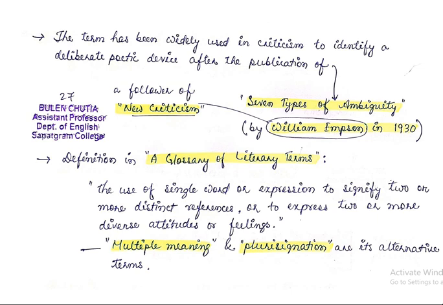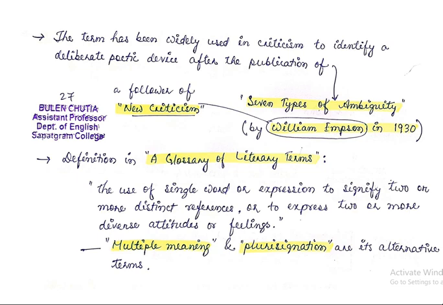The definition of ambiguity in A Glossary of Literary Terms by M.H. Abrams and Geoffrey Galt Harpham is the use of a single word or expression to signify two or more distinct references, or to express two or more diverse attitudes or feelings. Okay, it has two alternative terms according to M.H. Abrams and Geoffrey Harpham. One is multiple meaning, the other is plurisignation. Try to remember these terms as well.